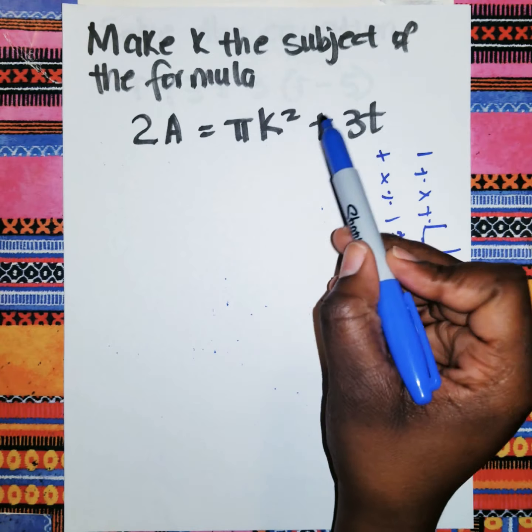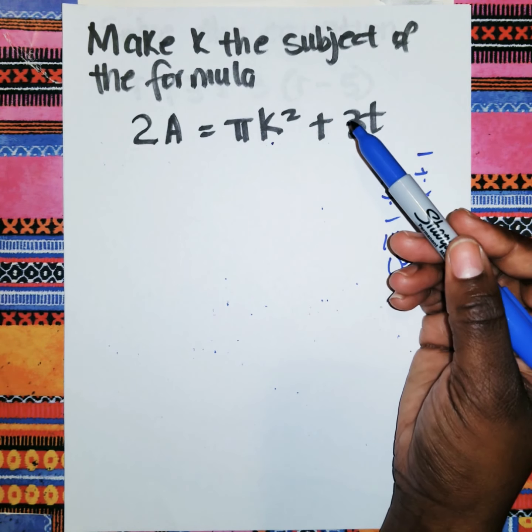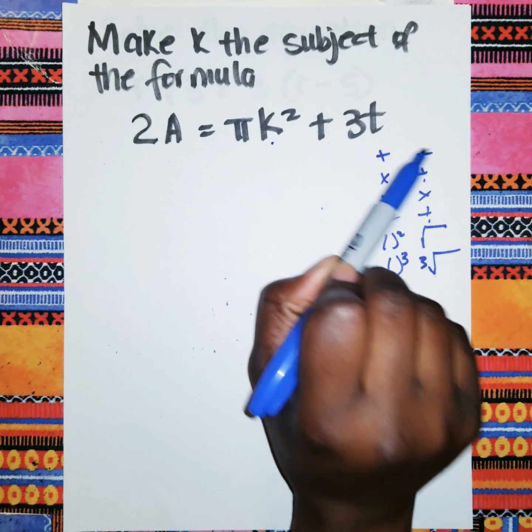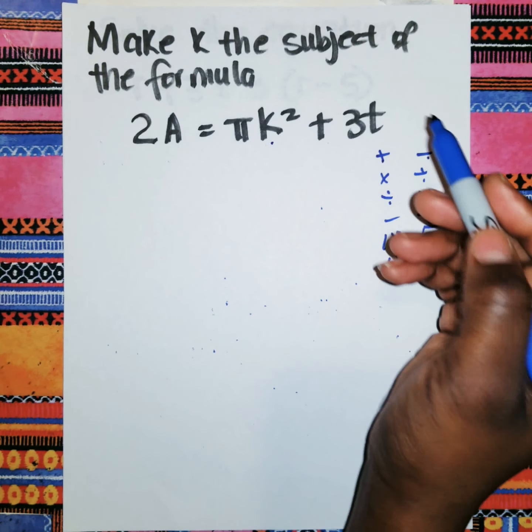So from here we need to solve for k, and k is right here beside the k square multiplied by the pi. So the first thing we need to do is to try to eliminate the 3t here, and since this is adding, we need to subtract 3t from both sides.